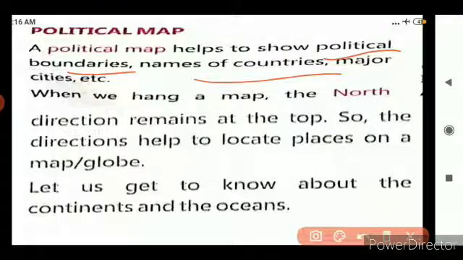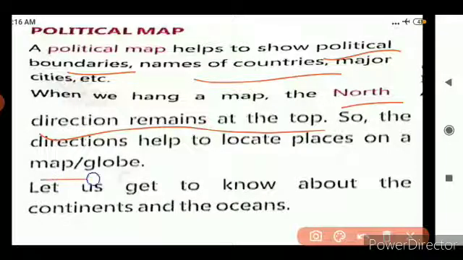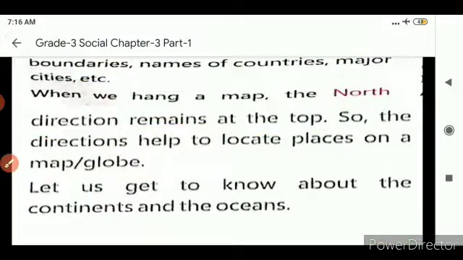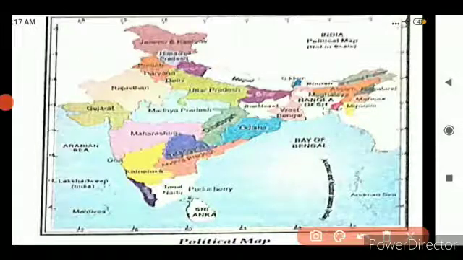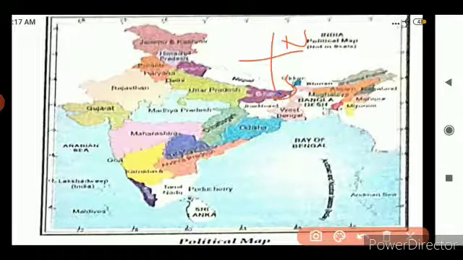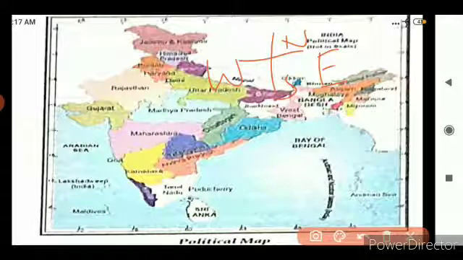When we hang a map, the north direction remains at the top. So the directions help to locate places on the map or globe. Okay, children. Whenever you hang the map, you can see the north direction at the top. South, east and west. North, south, east and west. Whenever you hang your map, the north direction remains at the top.